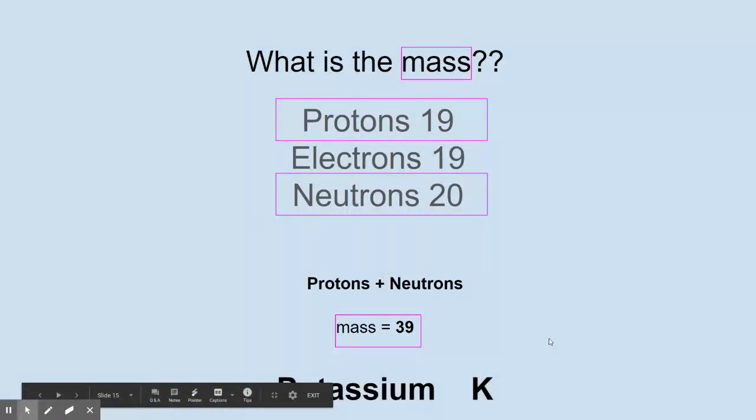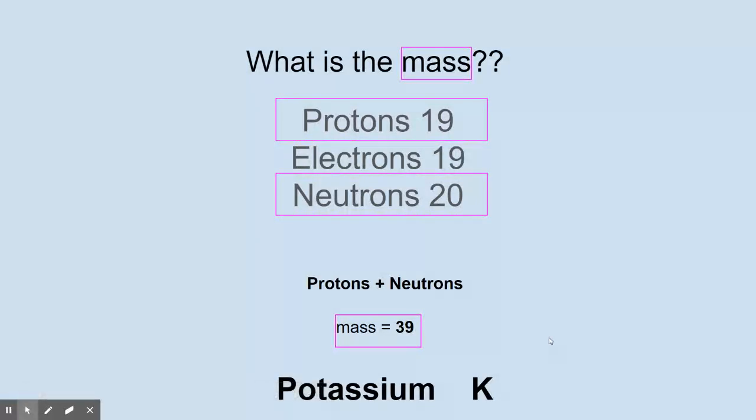Okay. So the mass is 39. And because there's 19 protons, 19 electrons, that's our atomic number. So if you look at the periodic table, atomic number 19, that's potassium.